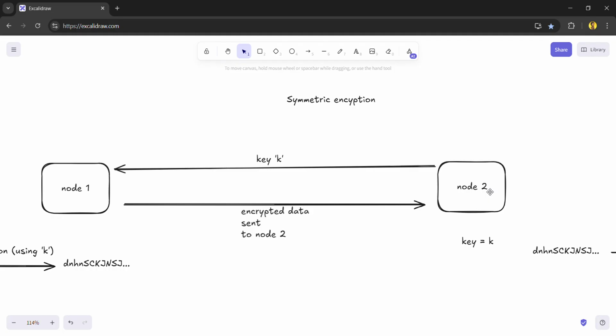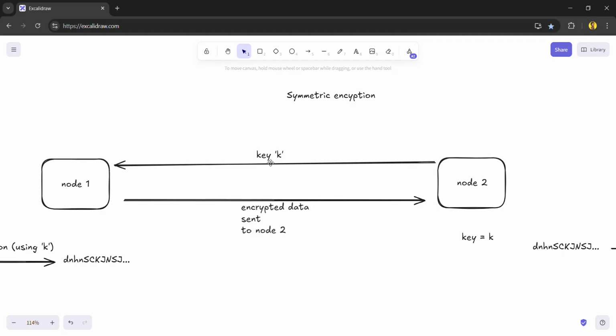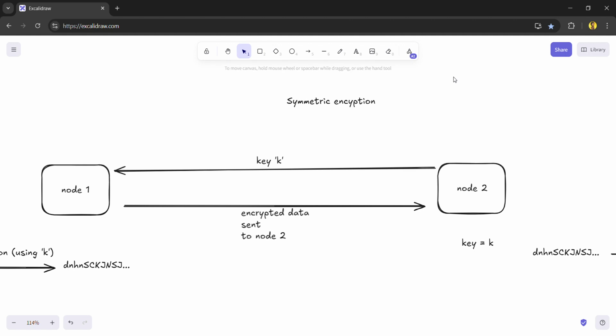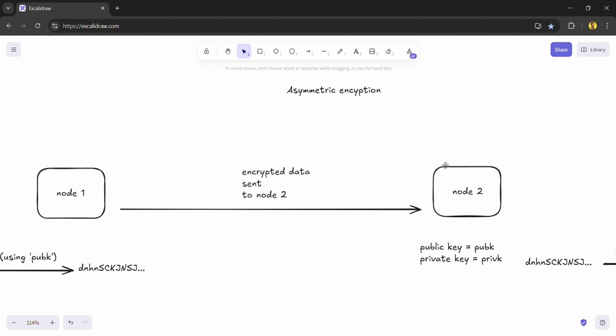But if these two nodes are on the internet and they are never going to physically meet, then the only option for node 2 is to transmit this key to node 1 through the internet or a network. And that is not a good thing, because if you are transmitting the key through the internet itself, there's no point to this because anybody can read this key in transit, which means we need another sophisticated form of encryption, which is known as asymmetric encryption.